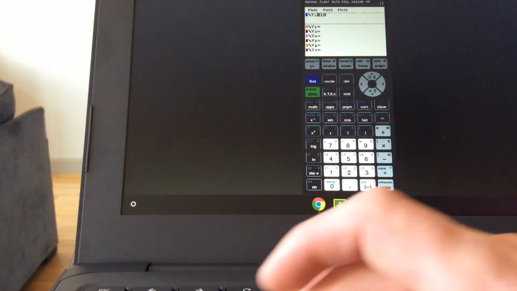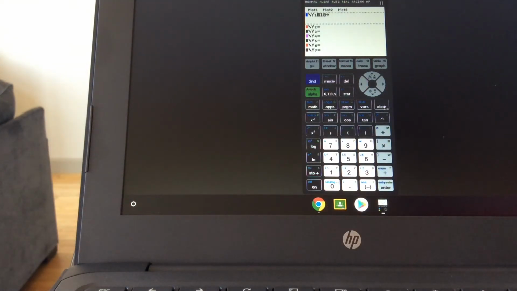It was 10x cubed plus 53x squared plus 14x minus 5. 10x cubed plus 53x squared plus 14x minus 5. Zoom standard was our previous window, and that should work for us here. Let's take a look at our graph.